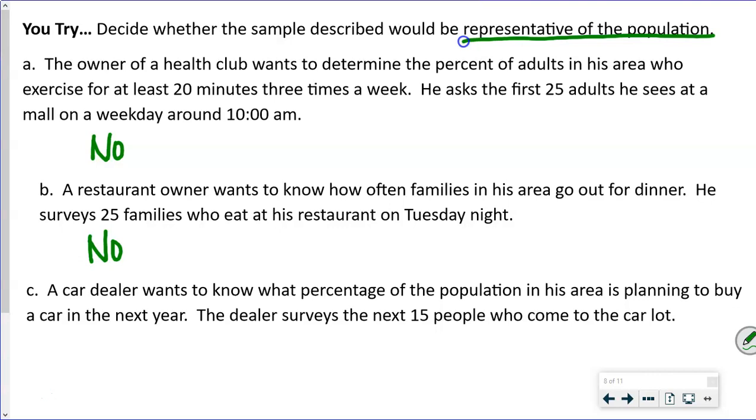Letter C. A car dealer wants to know what percentage of the population in his area is planning to buy a car in the next year. The dealer surveys the next 15 people who come to the car lot. Again, I would say no. Why? Because the only people he surveyed were the people actually looking at cars. There's a pretty strong likelihood those people are planning on buying a car, right? Okay.